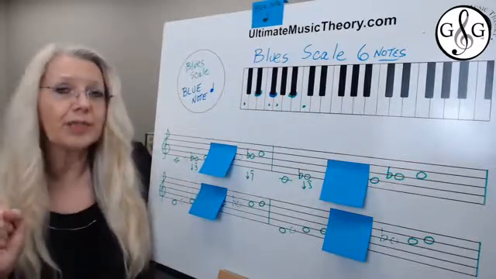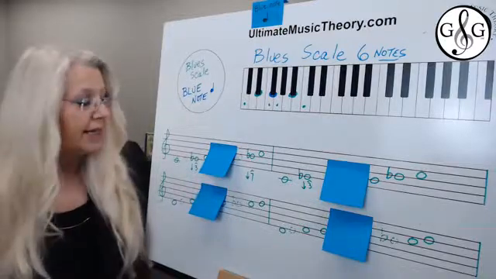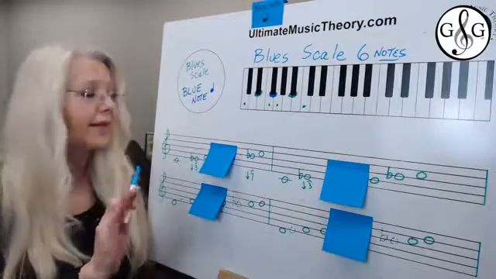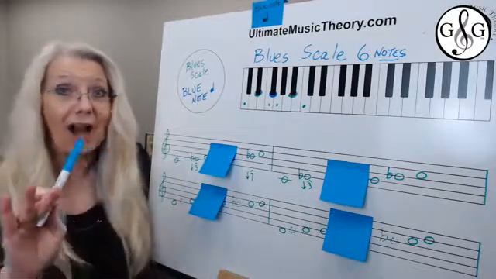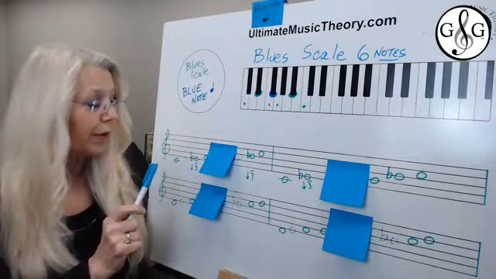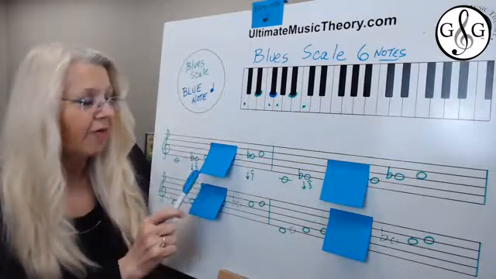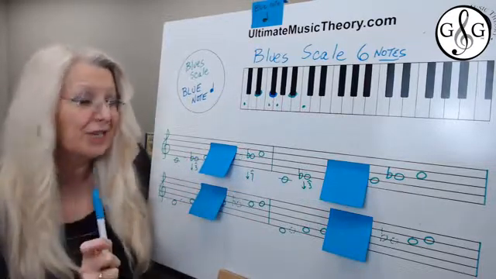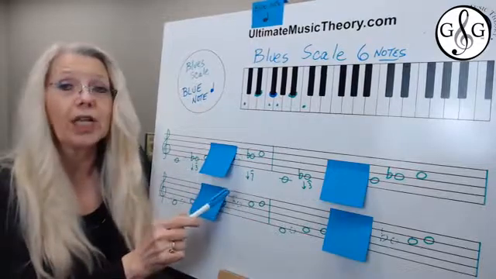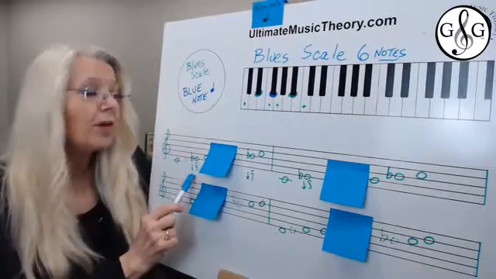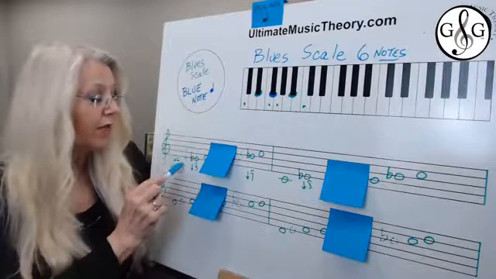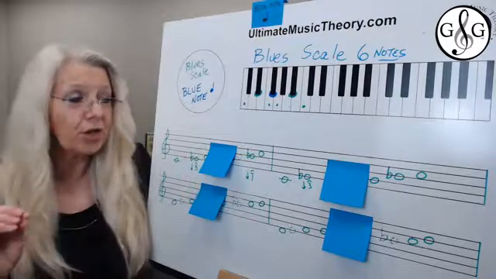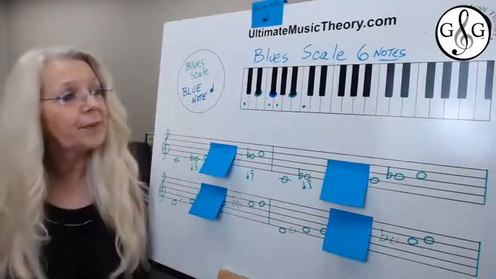Well, the first thing that we're going to do is take out the second and the sixth degree. We're not even going to use them. They're just gone. So now we're left with C, E, F, G, B, and C. The next thing we're going to do is lower the third and lower the seventh. We've already omitted the second and sixth degree, so now we've created the minor pentatonic scale, and it sounds like this.